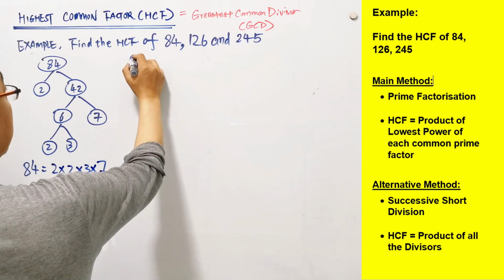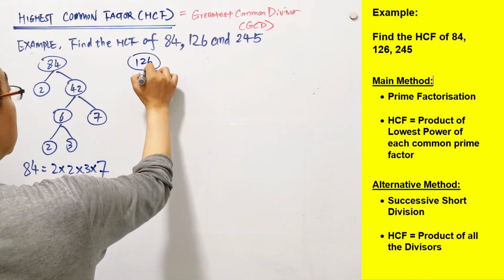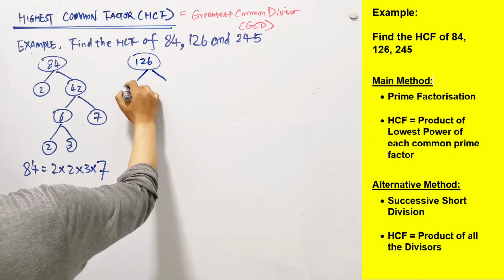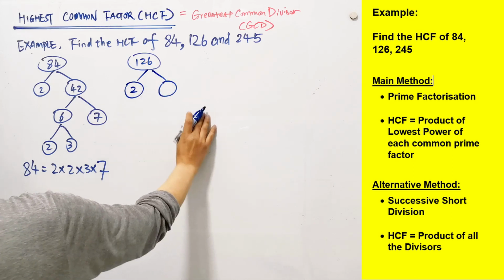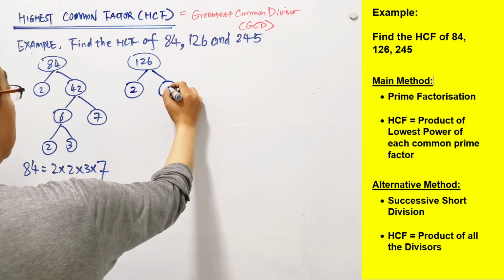How about this 126? What do we get? Can we divide by 2? Yes. Okay, so what we get here?